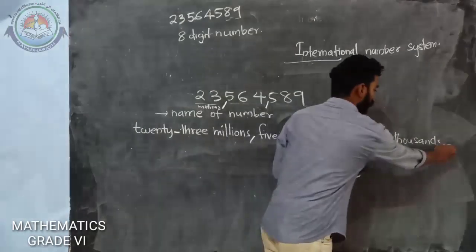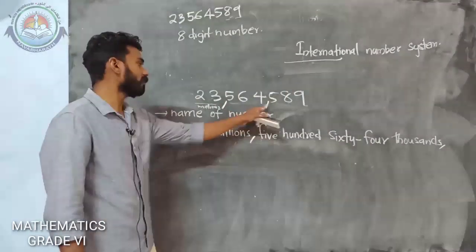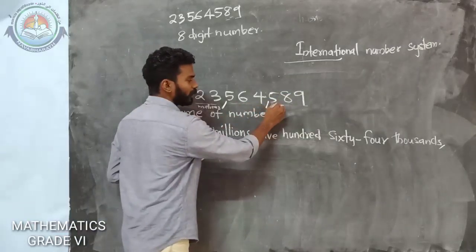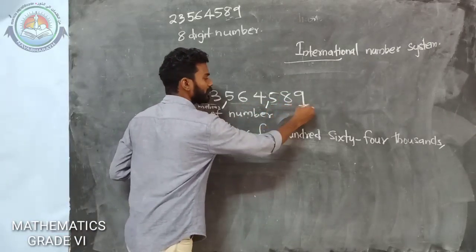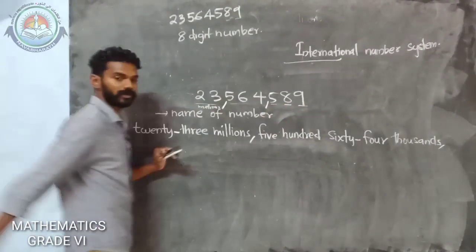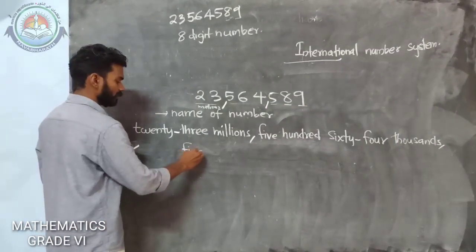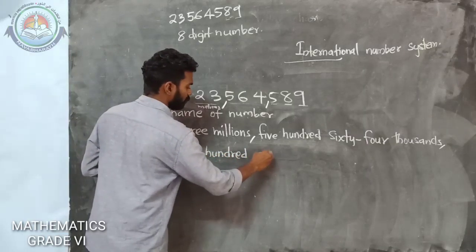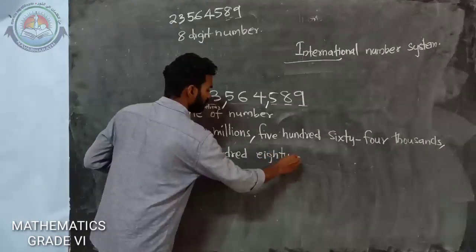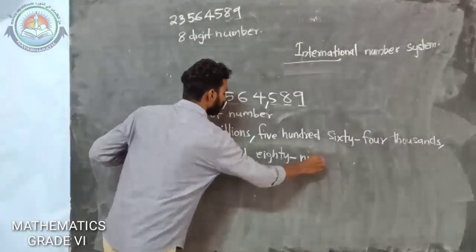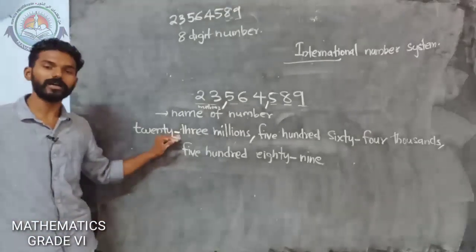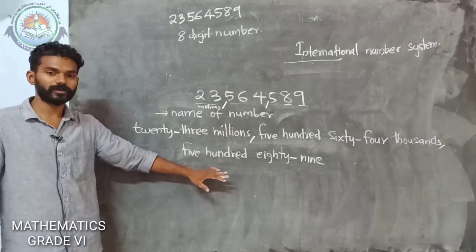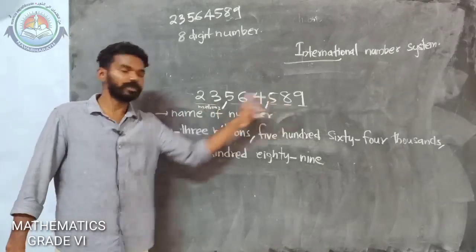Again a comma. Now the period of ones. Just represent it. How can you represent? 589. 80 hyphen 9. 500. 80 hyphen 9. So this would be the name of the number in words. Just name the number.